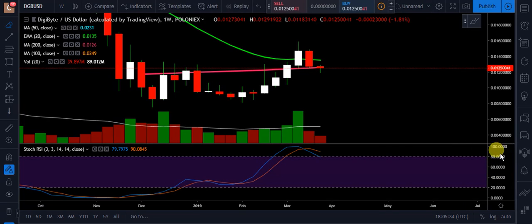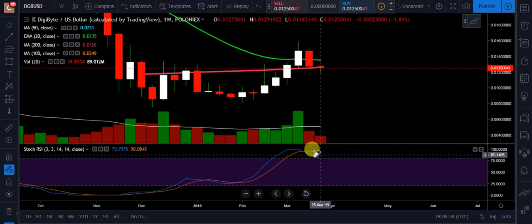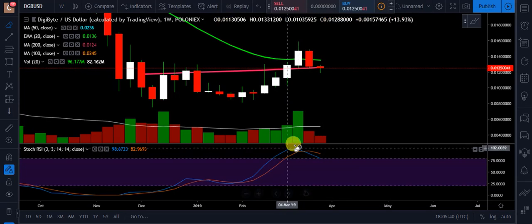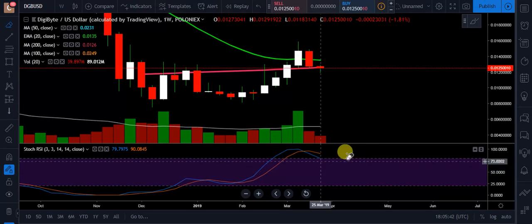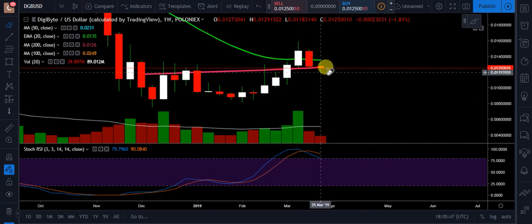In the stock RSI, we have a bearish cross that is taking place. We're at 79 and 90, so we are overbought right there, and there's that cross, guys, that's heading to the downside. So I would be careful. Remember, I'm not your financial advisor. You can do whatever you want to do, but I would be careful just buying at these levels right now.